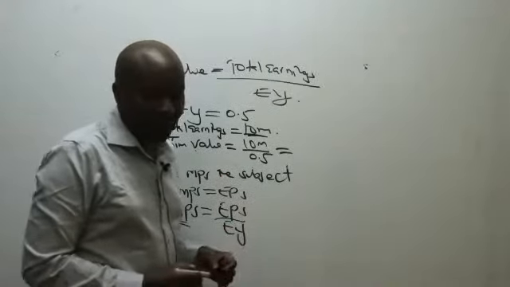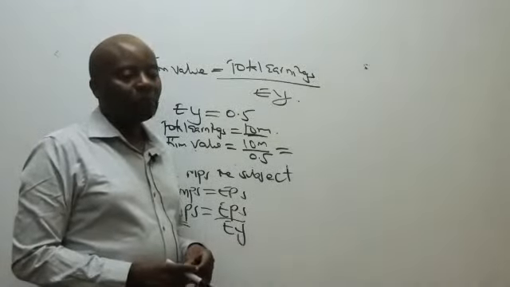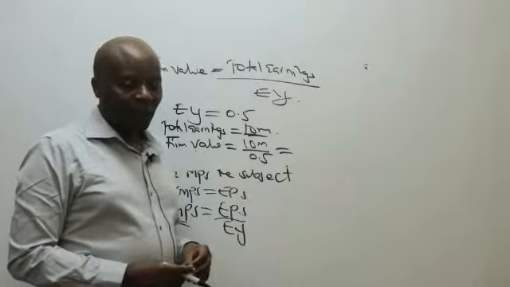This gives me how much? Somebody. 10 over 0.5 will give me how much? 10 over 0.5 will give me 20 million.